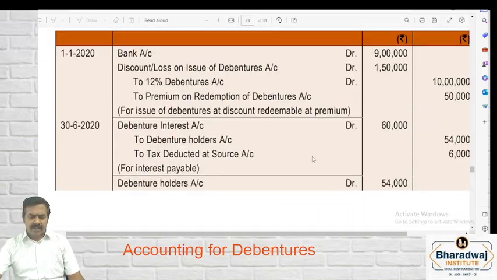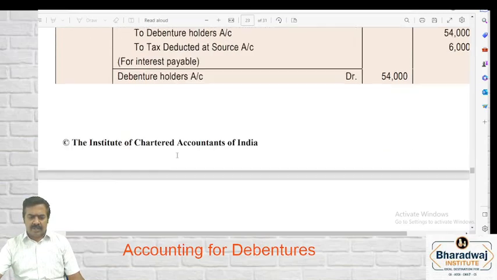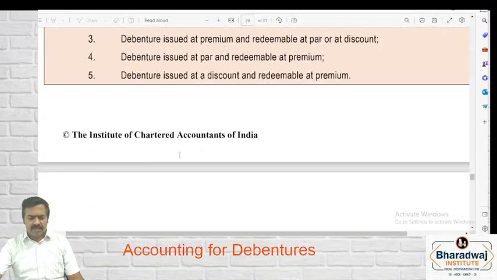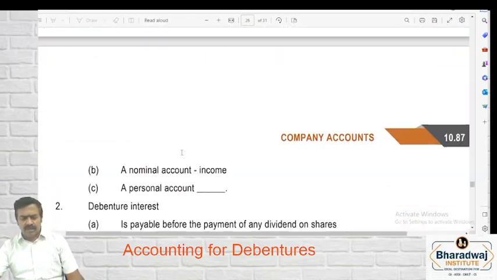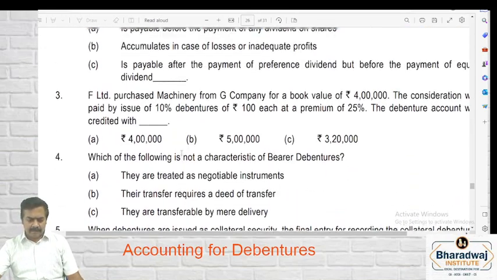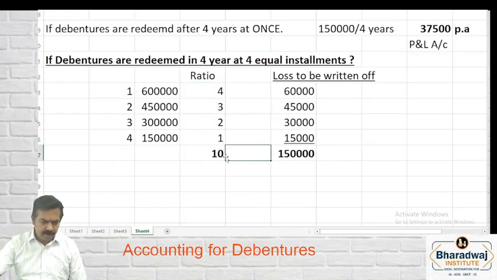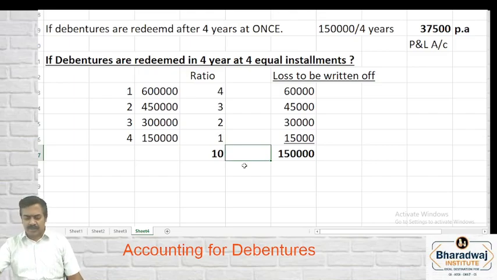Okay. Debenture interest we already know. Debenture interest account debit to bank account, like that we will pass a journal entry. So this is what is important in your debentures. Please go through your ICA material also for this debenture.